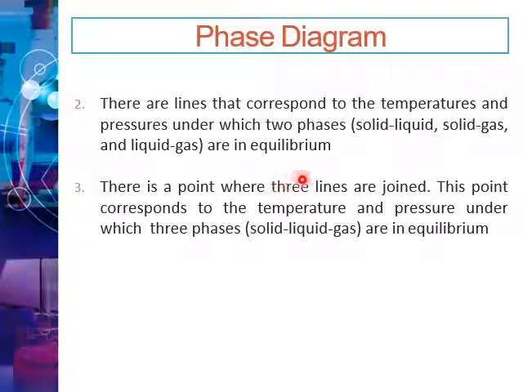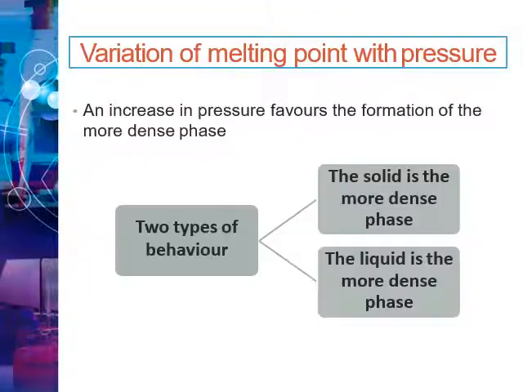That's fine. And then there is a point where three lines are joined. This point we call the triple point. Normally, at this point solid, liquid, and gas are in equilibrium of the three phases, so we call it the triple point.